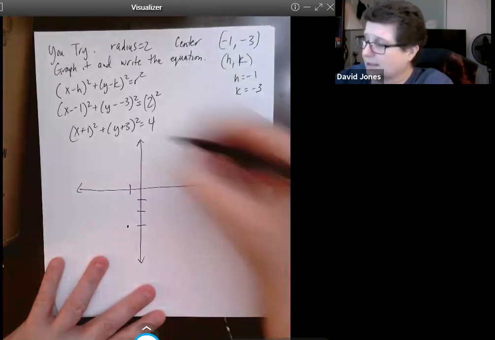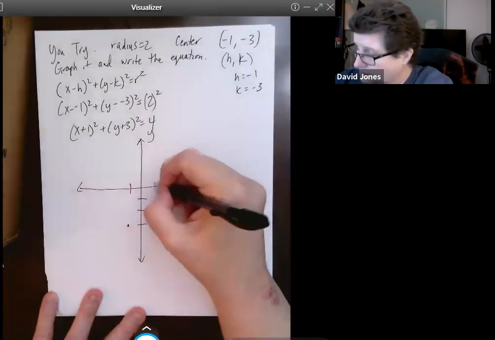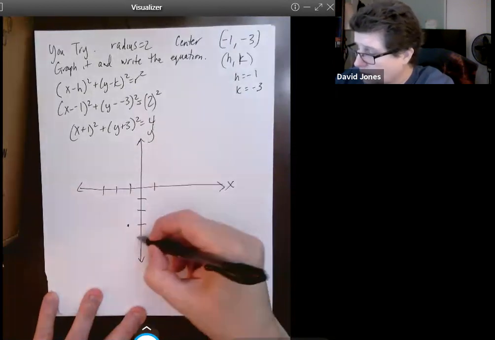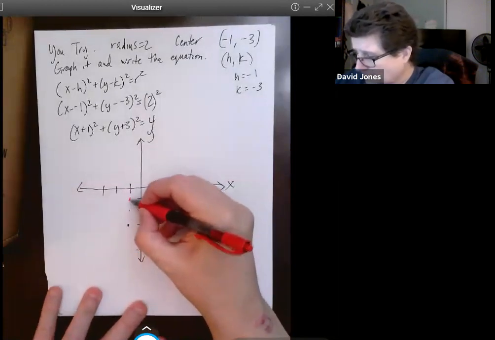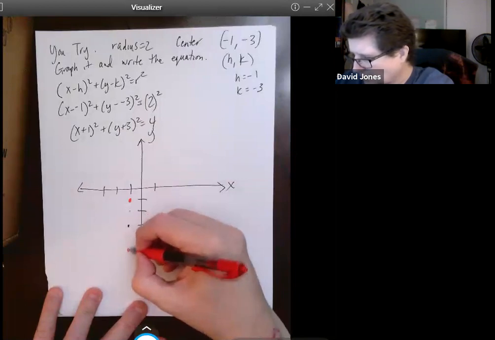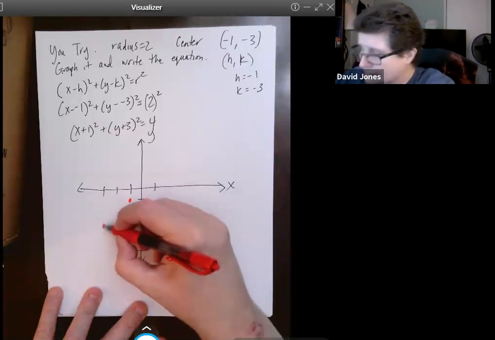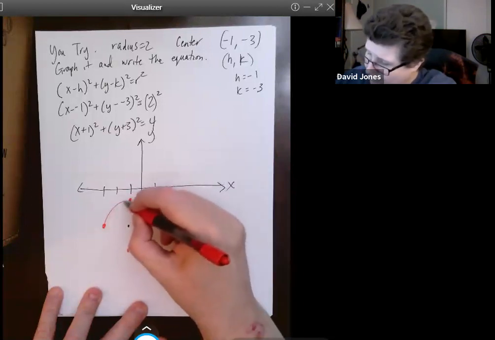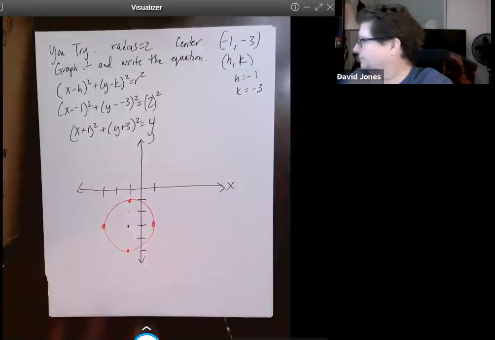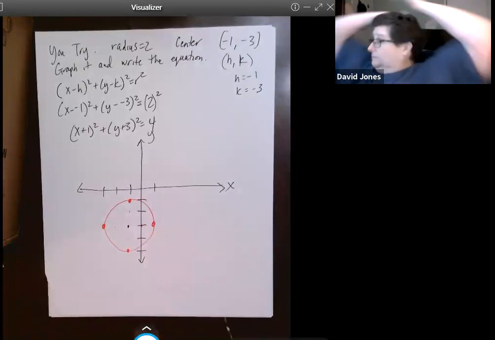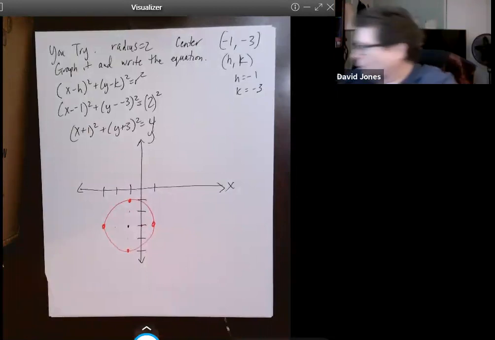-1, -3 is left 1 and down 3. My radius is 2. I'm going to go up 2, down 2, right 2, and left 2. And then I'll connect the points in a curve. All right? A little bit more.